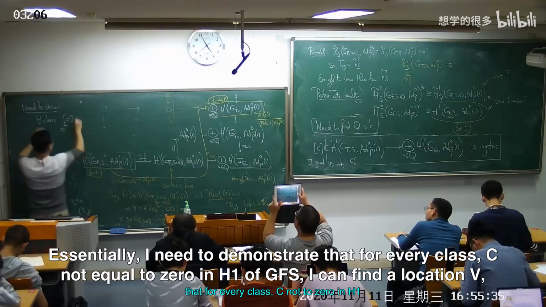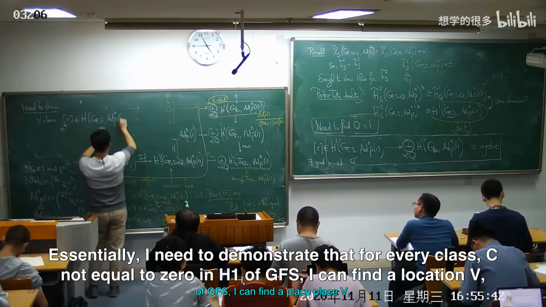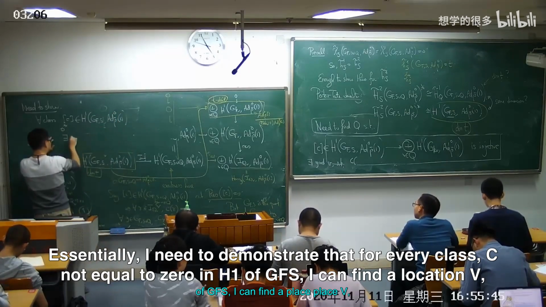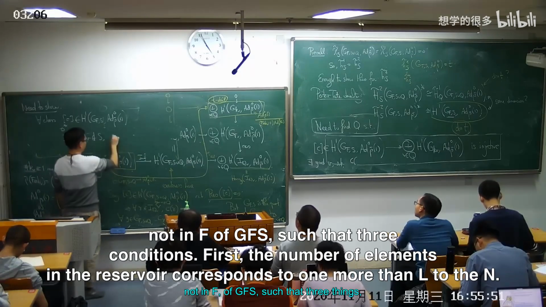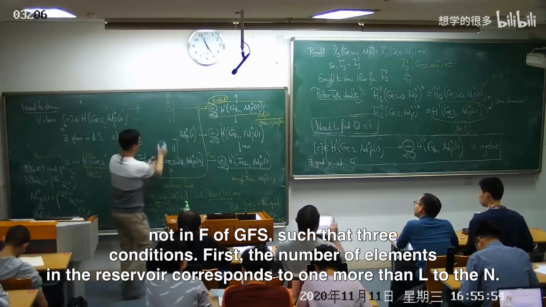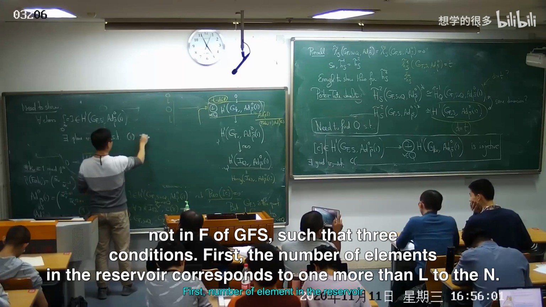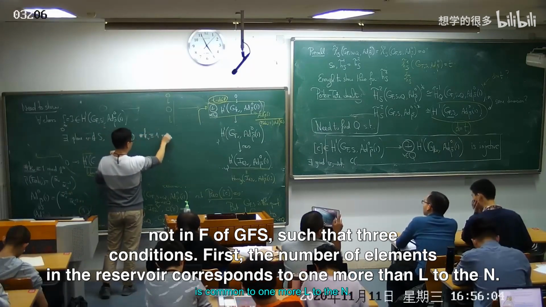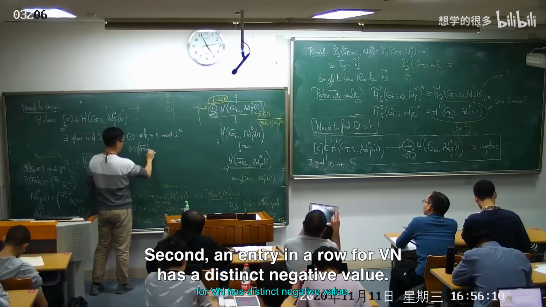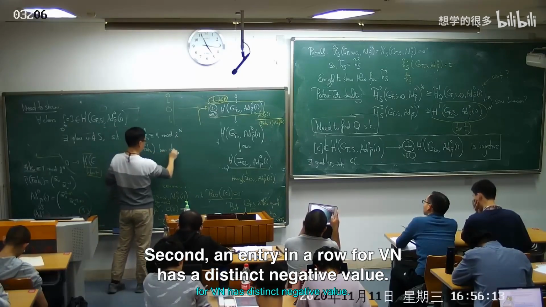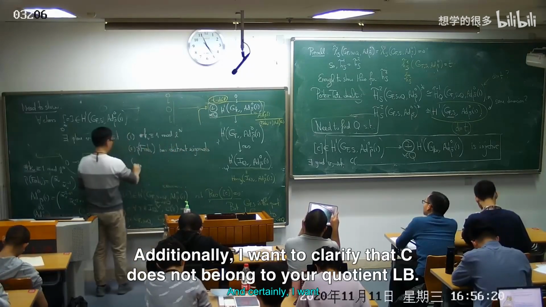C not 0 in H1 of GFS, I can find a place V, not in S, of course, such that three things hold. First, the number of elements in the residue field is congruent to 1 modulo L to the N. Secondly, for rho bar, the Frobenius at V has distinct eigenvalues.